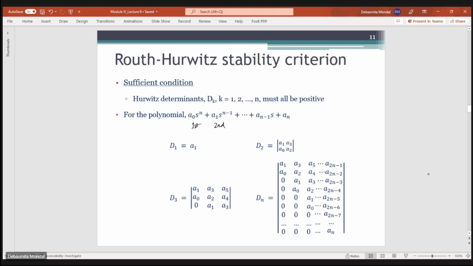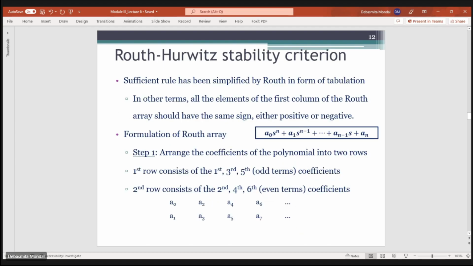Now, as you can see, if you are given a polynomial of, let's say, 6th order or 7th order, then finding all these determinants obviously requires a lot of calculation. So as an alternative, what has been proposed is that the sufficient rule has been simplified by Routh. That's why this name comes, the Routh-Hurwitz stability criteria, in the form of a tabulation. Okay, so we'll just see how this tabulation is done.